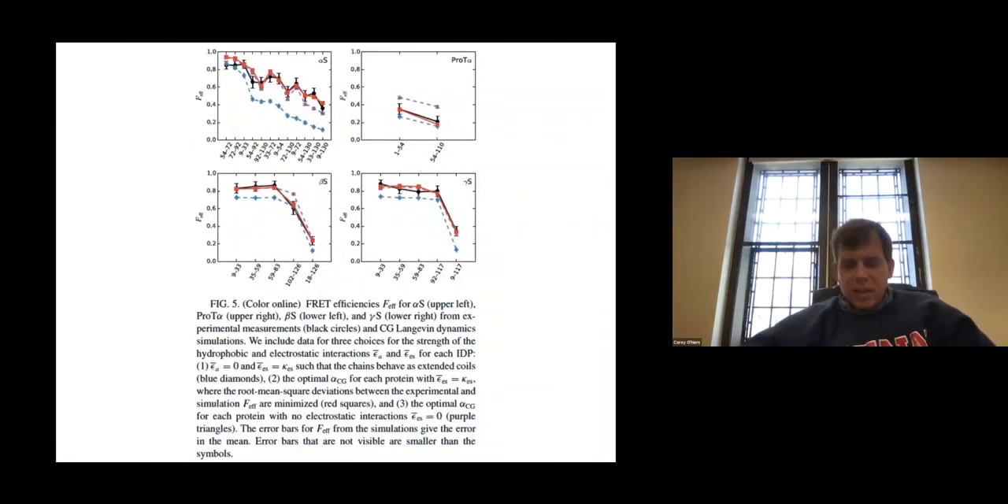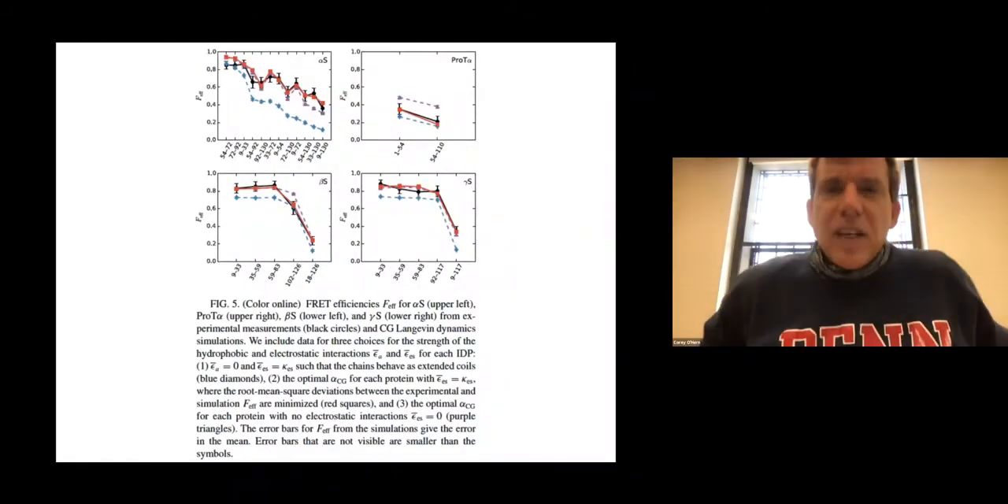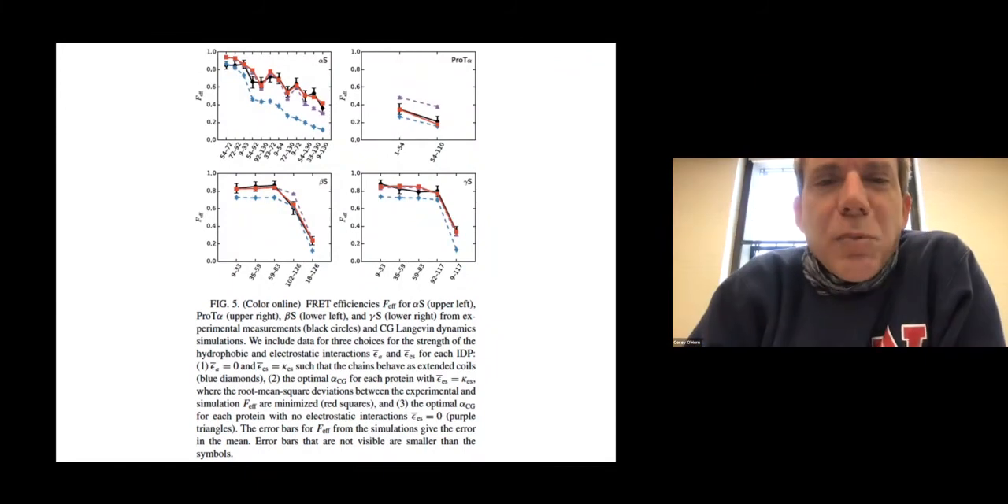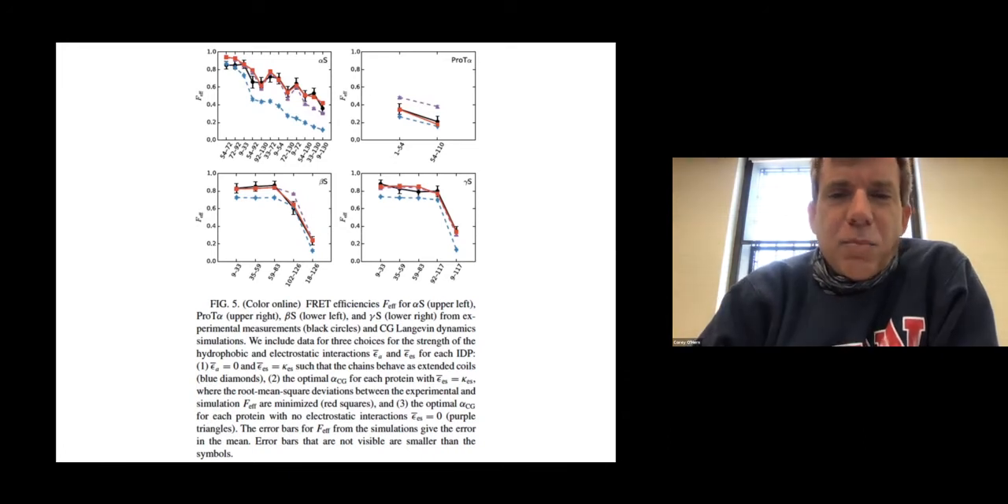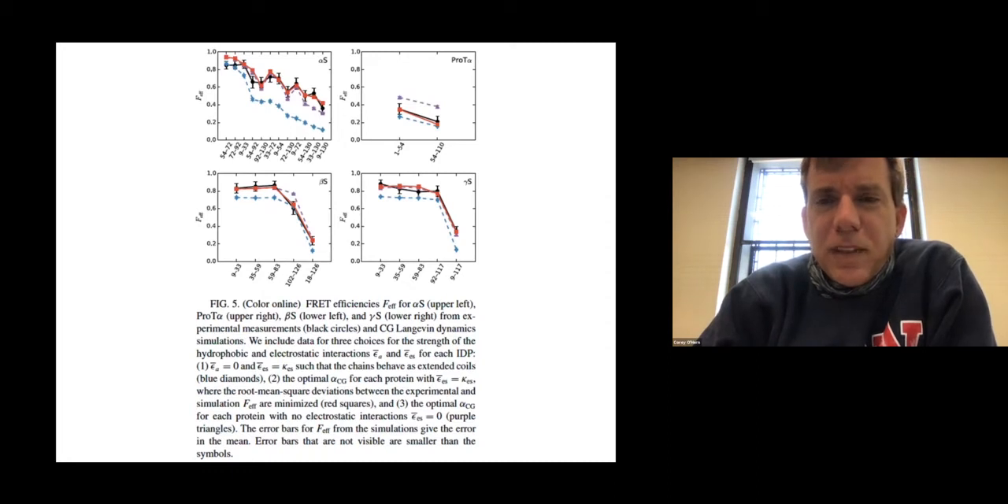And so here's some of the data, both from the simulations and the experiments. Here I'm showing 4 intrinsically disordered proteins: alpha-synuclein in the upper left, beta-synuclein in the lower left, gamma-synuclein in the lower right, and then prothymosin-alpha. For prothymosin-alpha we only have 2 residue pairs, but for alpha-synuclein, we have those 12.